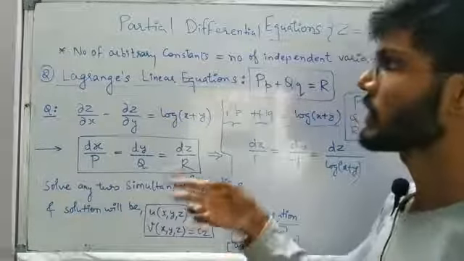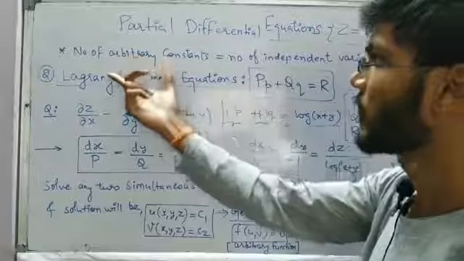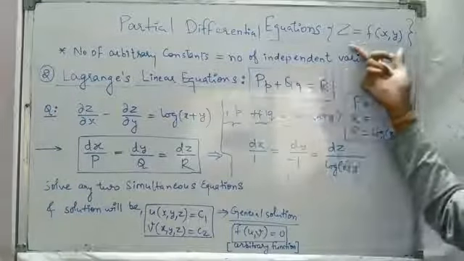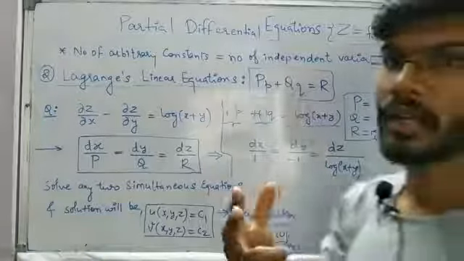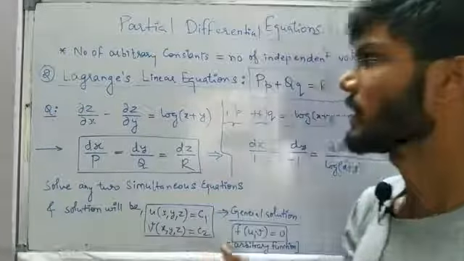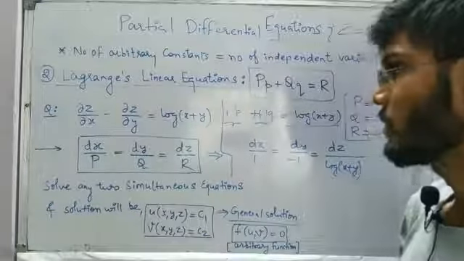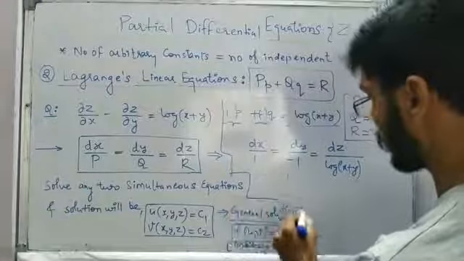As I said, in the case of a first order linear partial differential equation, the number of arbitrary constants is equal to the number of independent variables, and as we are talking about z as a function of x and y, the number of independent variables is 2 only, right? So we are going to get either 2 arbitrary constants or one arbitrary function. So after comparing this, we have to write two equations.